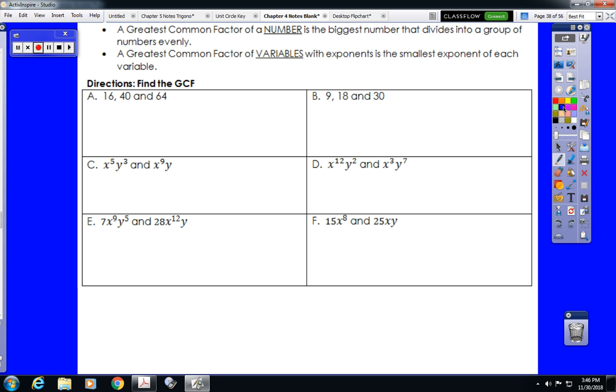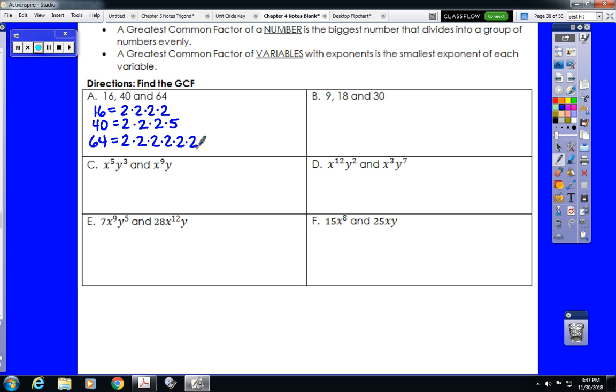Numbers like 4 and 8 are not broken down far enough because they're divisible by more than just themselves and 1. So for instance, we're going to take each of these numbers and write them as a product of their prime factors, a prime factorization. So 16 is 2 times 2 times 2 times 2. That is the prime factorization of 16. 40 is 2 times 2 times 2 times 5. Finally, 64 is 2 times 2 times 2 times 2 times 2 times 2.